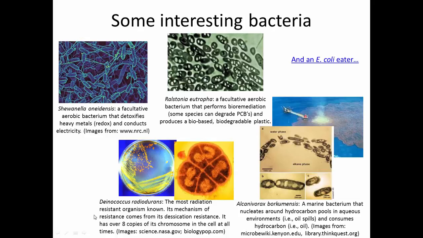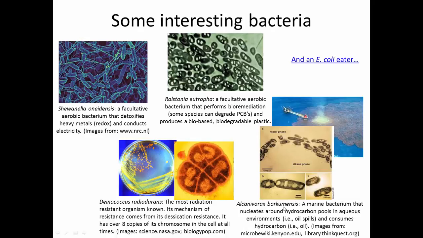The mechanism of resistance comes from the fact that it's also desiccation resistant, so you can really dry it out as well. But that also gives it some radiation resistant properties. It has over 8 copies of its chromosome, so there are 8 copies of its DNA in its cell at all times. So if the DNA gets damaged, it can use the other copies to repair.